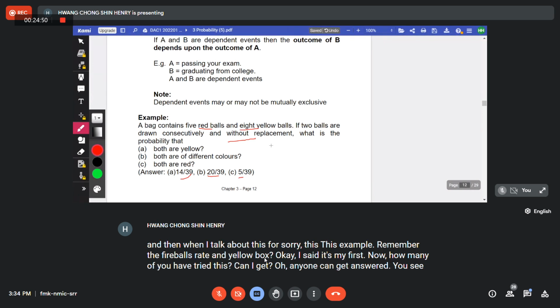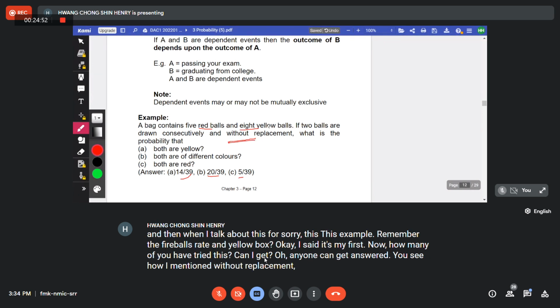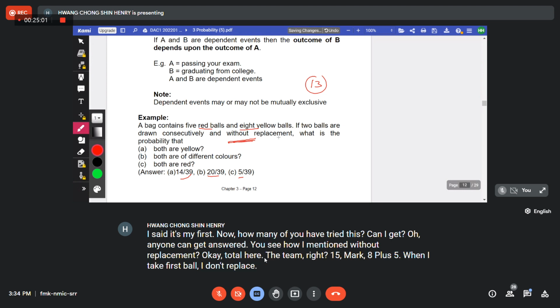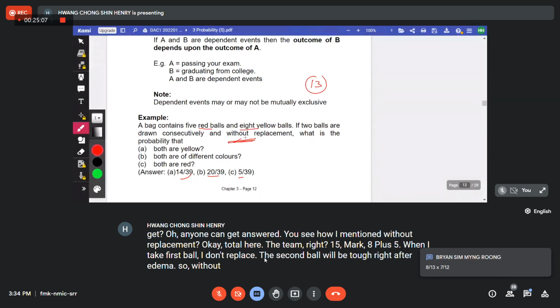You see how I mentioned without replacement. Total here is 13, right? 13 is 8 plus 5. When I take the first ball, I don't replace. The second ball will be out of 12, right? So without replacement means there's a condition already. That's why I write here condition.